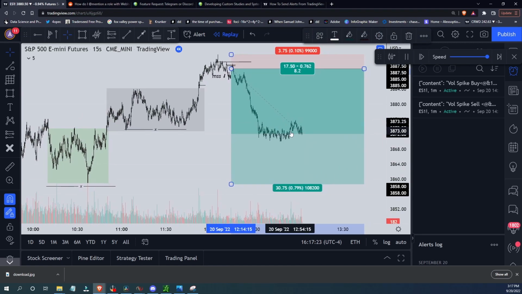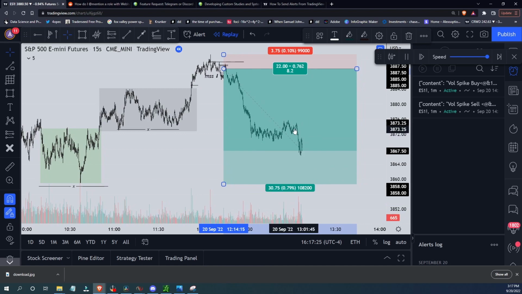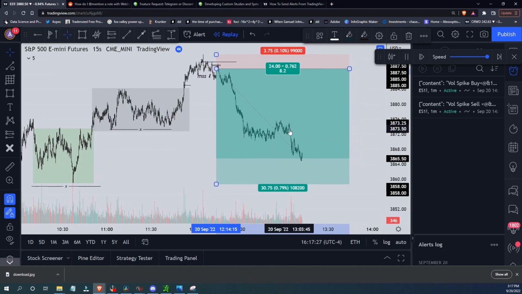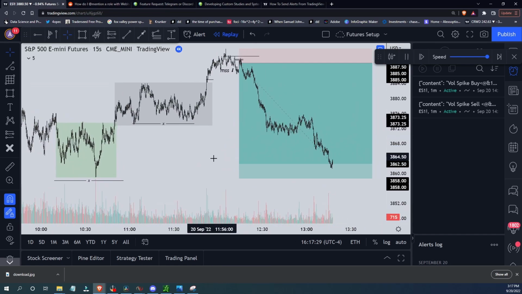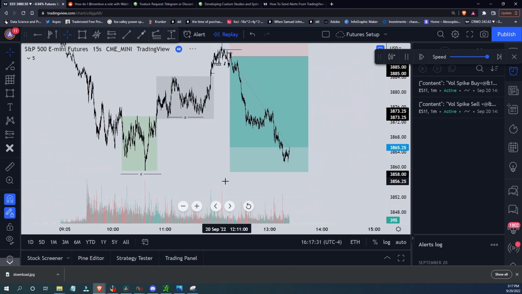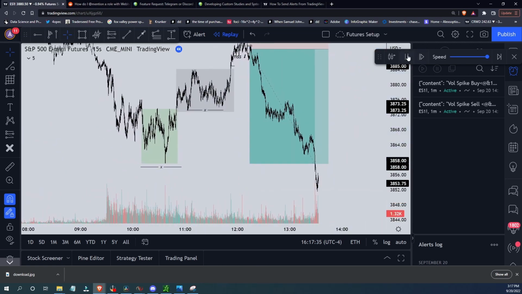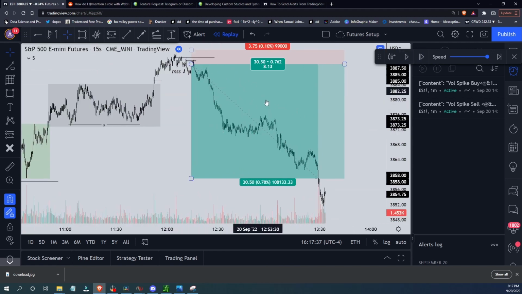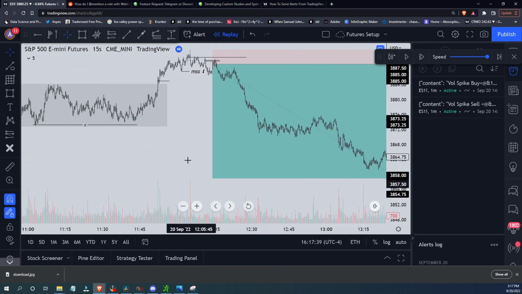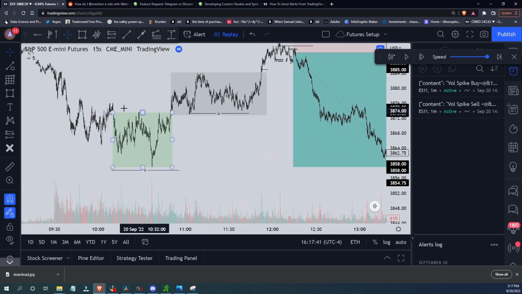Now you get the box set up: aggressive move higher, aggressive move lower, shift in structure, fair value gap or order block in here. It comes to the downside, and then there's the trade. That's completely done from high of day to low of day. And this is using volume spikes as well as secondary analysis.